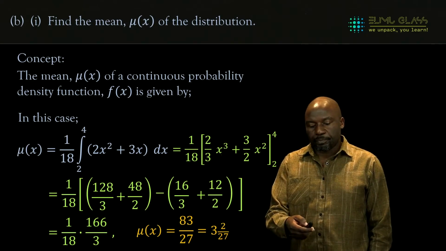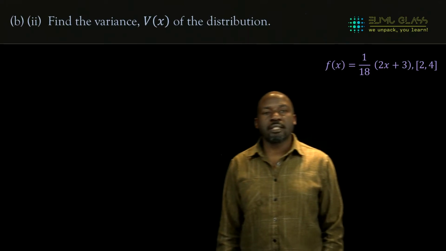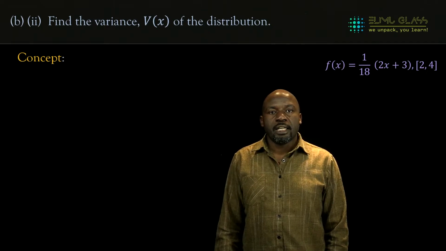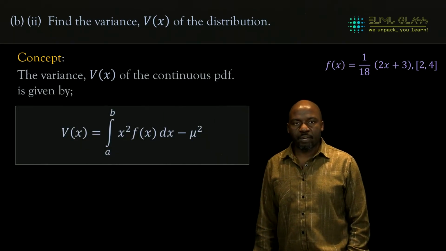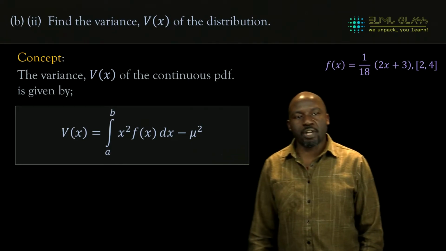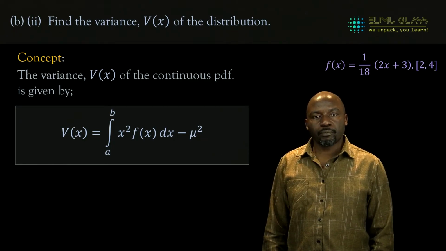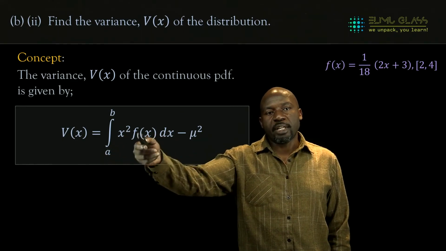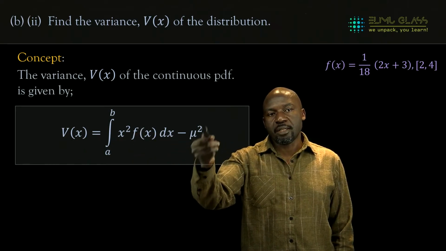What about part B? It requires us to find the variance of the distribution. Once again, by definition, the variance of a probability distribution is given by this formula. Again, we can show where this formula comes from. Also, if you're an IB diploma student, this will usually be in the formula booklet. So the variance is x squared multiplied by our probability density function. Once we've integrated that, we have to subtract the mean squared.